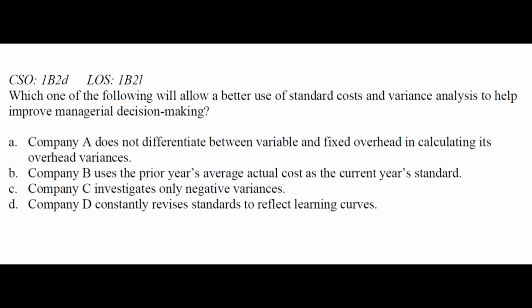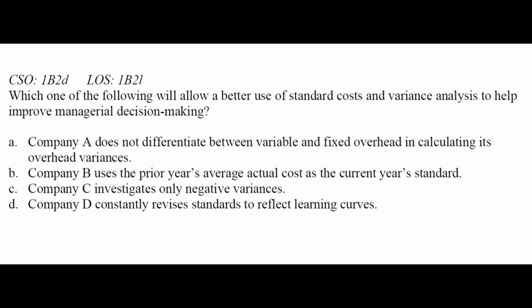Students should recognize that an effective standard costing system uses realistic standards, distinguishes between different types of costs, investigates both favorable and unfavorable variances when material, and updates standards when operating conditions change. Standards that become outdated or fail to reflect improvements in production technology can reduce the usefulness of variance analysis.